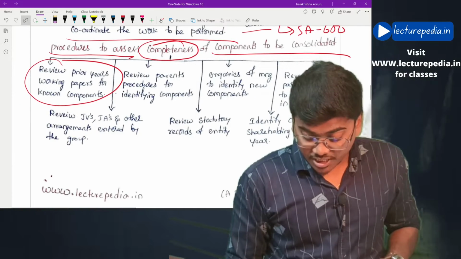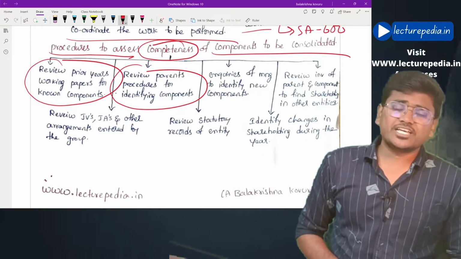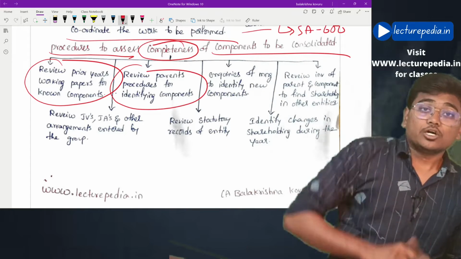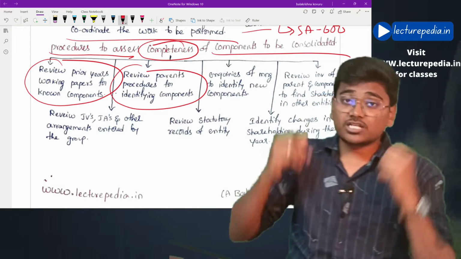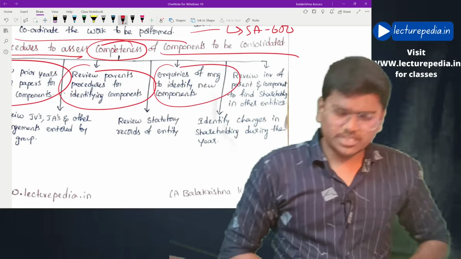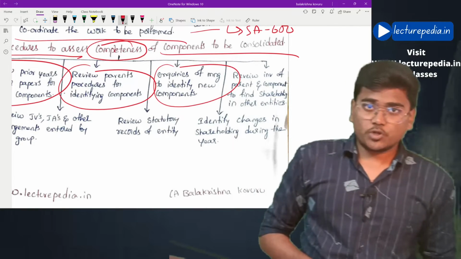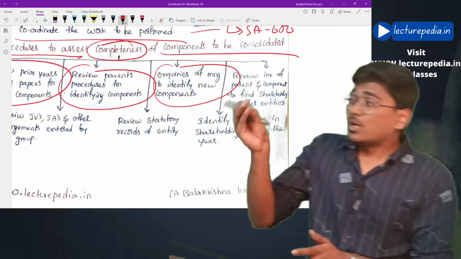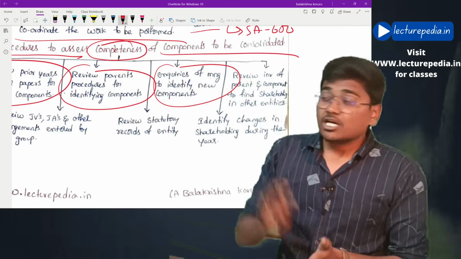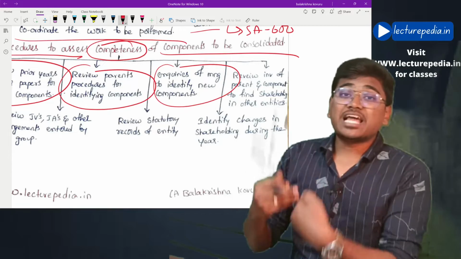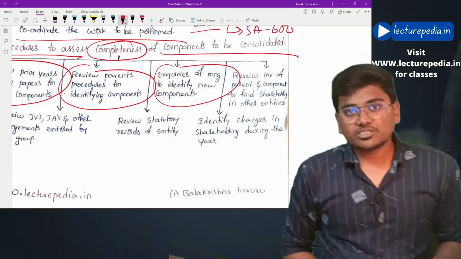Next, review the parent's procedures for identifying components. How the parent entity is identifying the components, that procedure has to be understood and reviewed by the auditor. Next, inquiries of management to identify new components. He has to inquire with the management whether during the year you have identified any new components, whether you have made investments in any new subsidiaries. Like this, the auditor will have to make inquiries with the management.